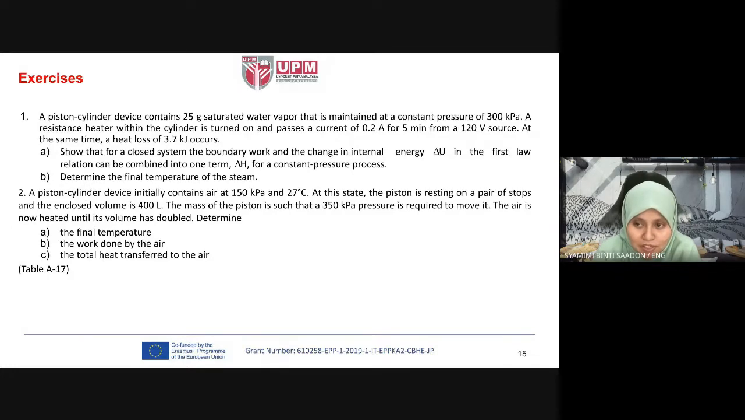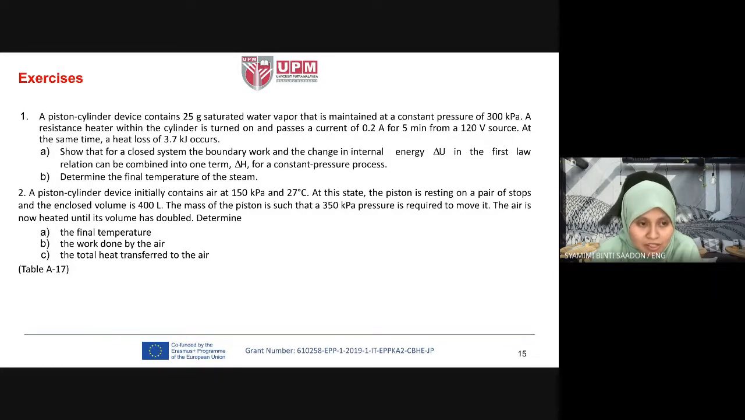Okay, so we look at the first question. A piston cylinder device contains 25 grams saturated water vapor that is maintained at a constant pressure of 300 kilopascal. A resistance heater within the cylinder is turned on and passes a current of 0.2 ampere for 5 minutes from a 120 volt source. So there is an electric resistance heater. At the same time, a heat loss of 3.7 kilojoule occurs.